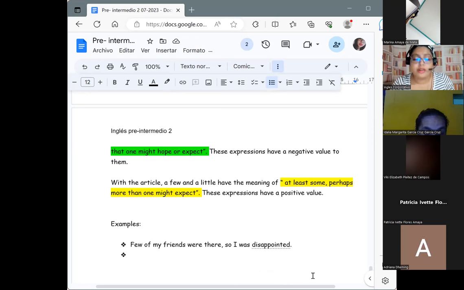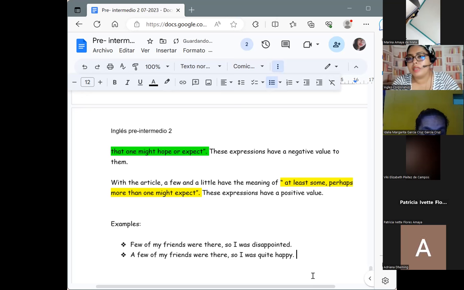A few of my friends were there, so I was quite happy. That is like the contrary of the first one. A few of my friends were there. So I was quite happy.